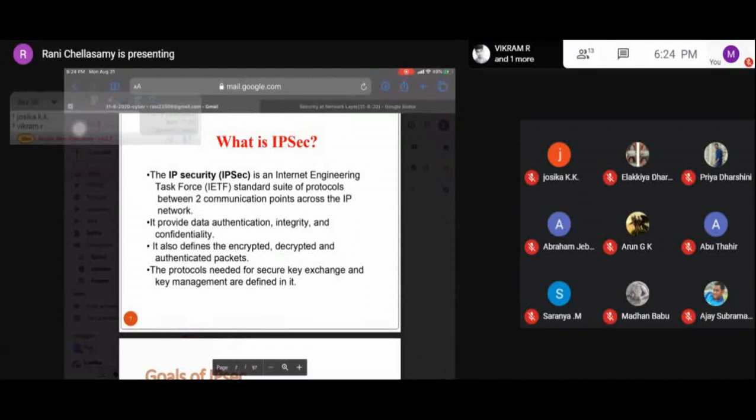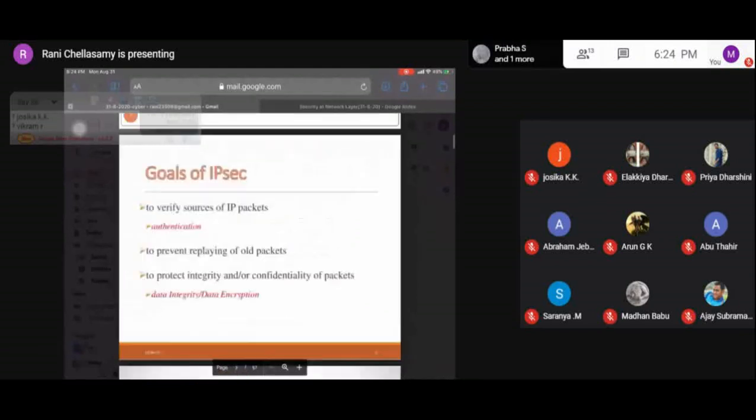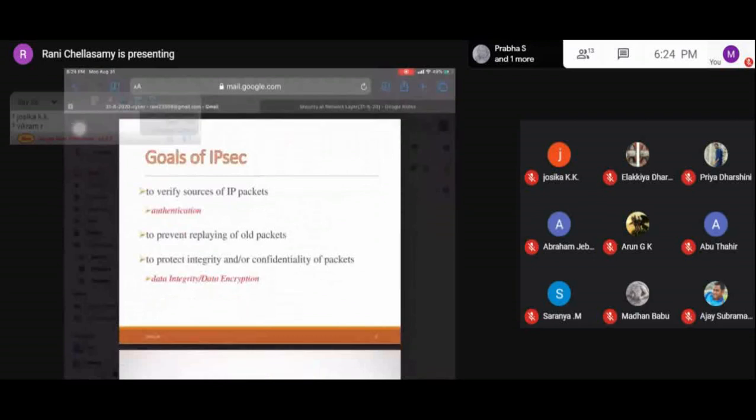So what are the goals of the IP security protocol? It is used for verifying the source of the IP packets, from which source they are coming. The receiver can verify the source address of the IP packets. Verifying the source means it is authenticated. The receiver can understand from which source the IP packet is coming.